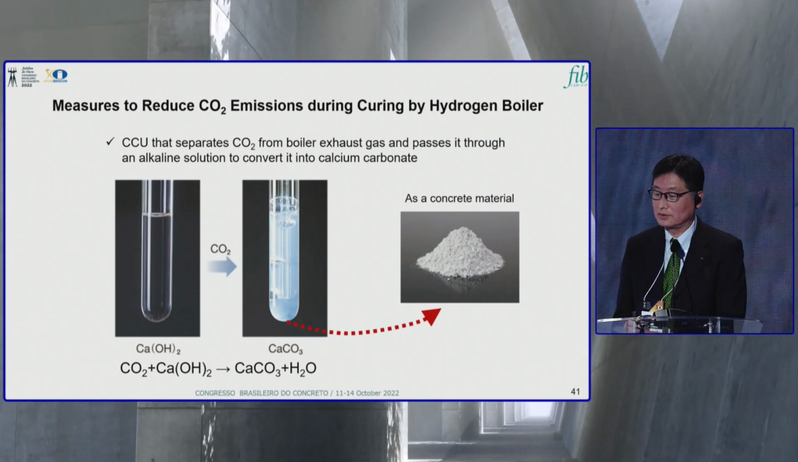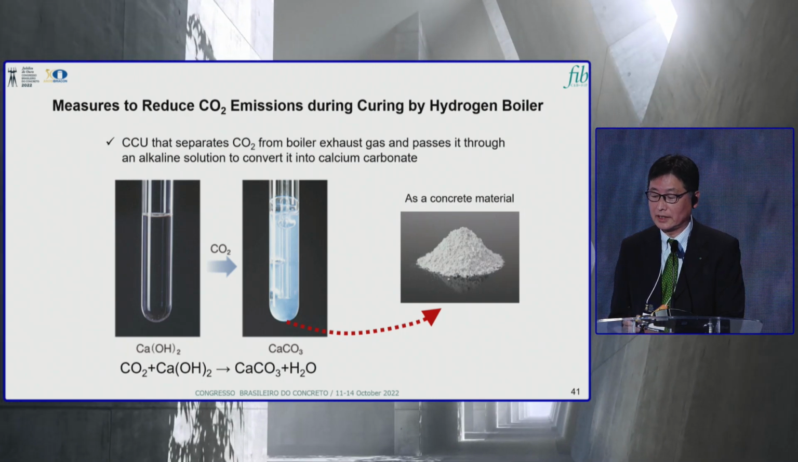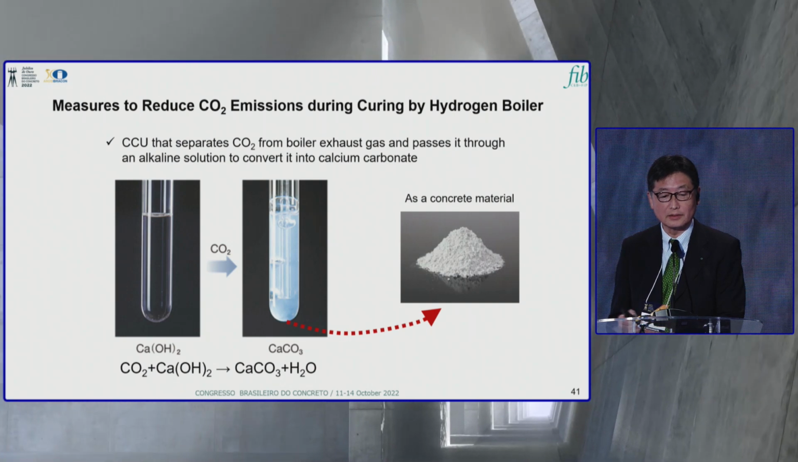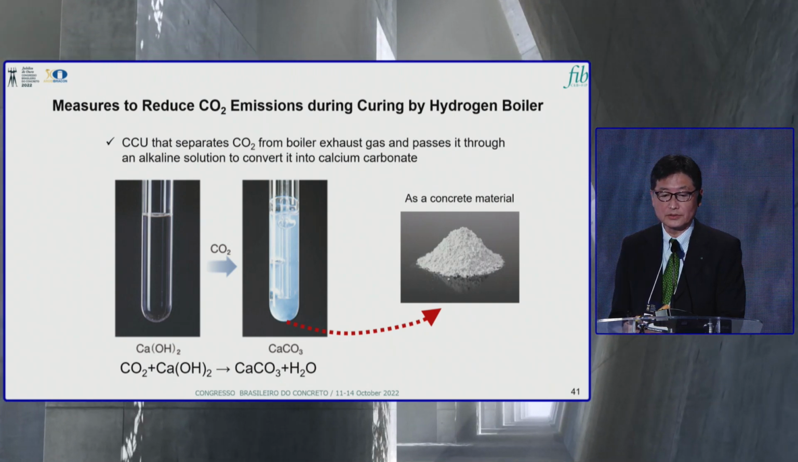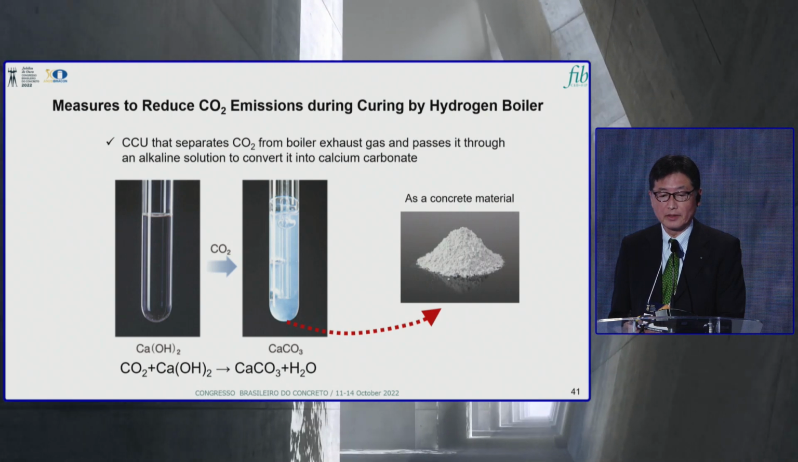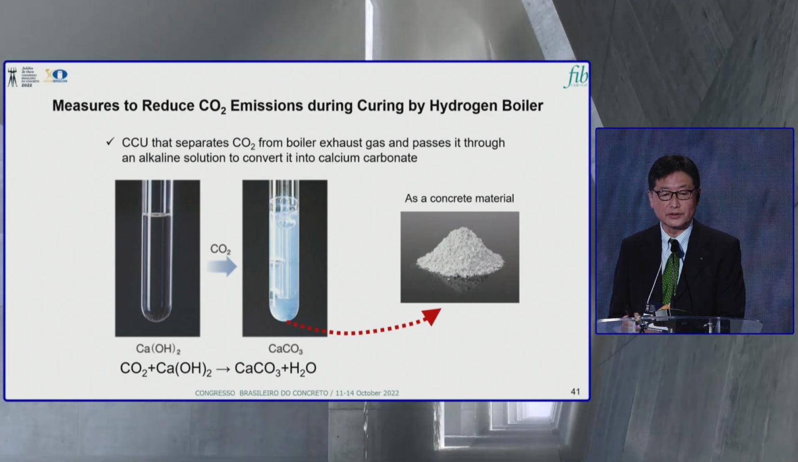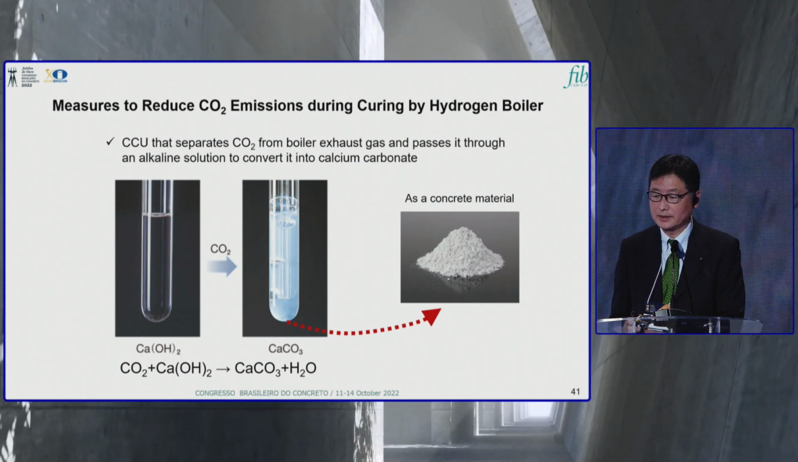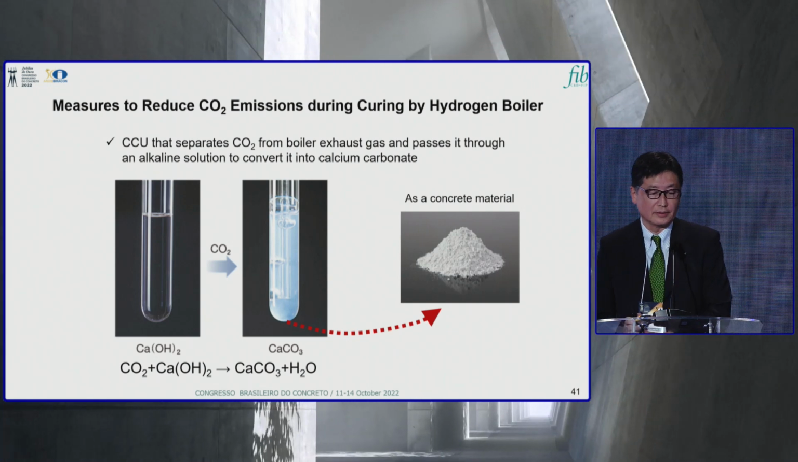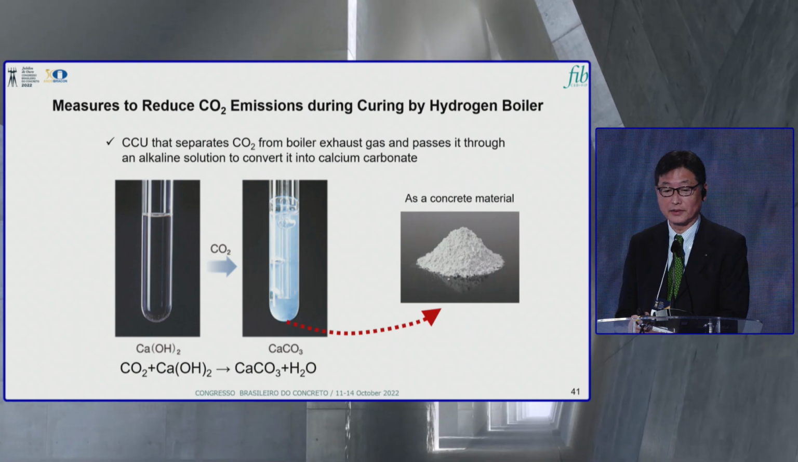We can use this calcium carbonate as an additive of the concrete. So this is a trial, and we just started to develop a special membrane to separate the CO2 from the exhaust gas with some chemical companies. But it's just the beginning. But also, this is one of the solutions for the precasters.